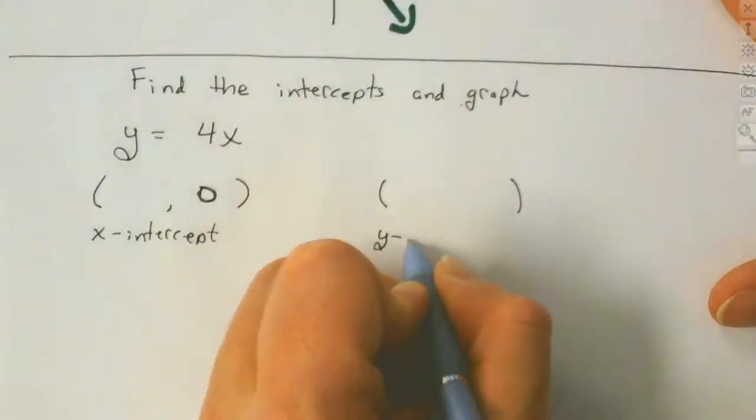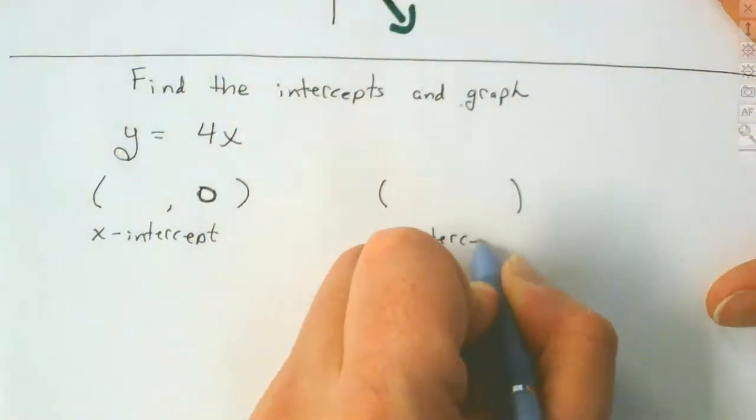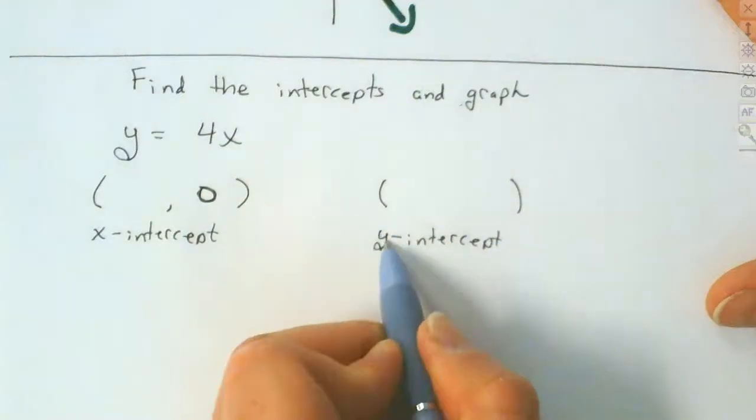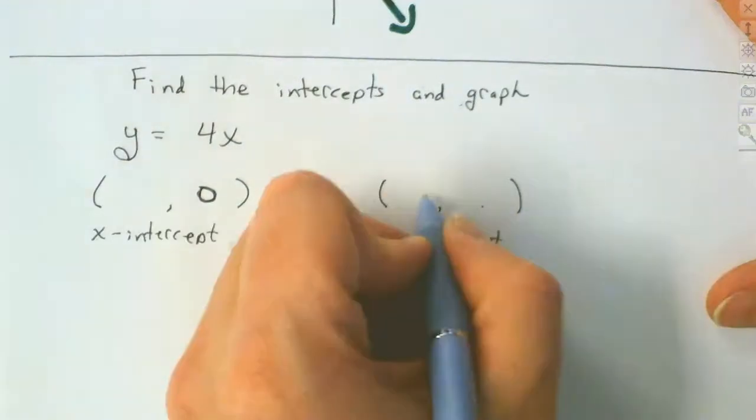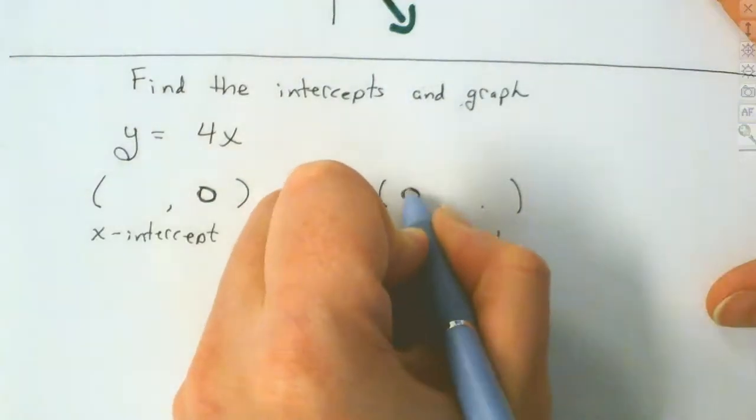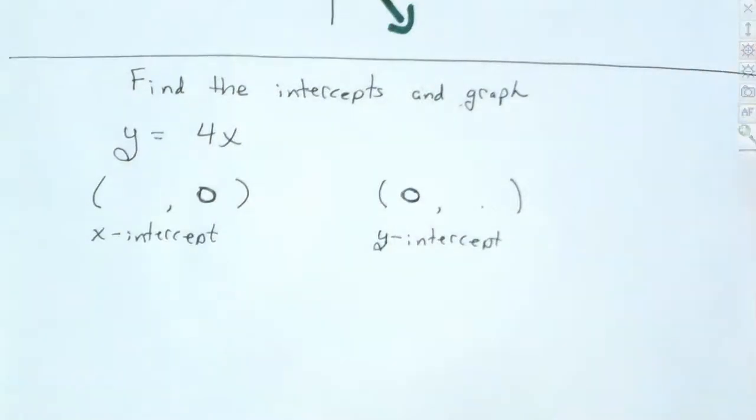For the y-intercept, it's the opposite. Think about what value you're looking for. Y. Where is y at? Here. So x has to be what? 0. See how I made the ordered pairs?